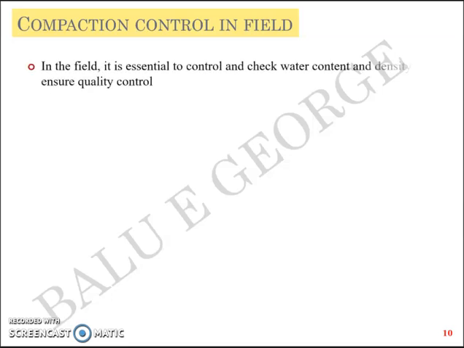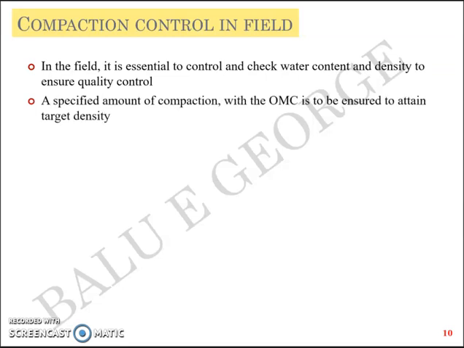So you have already conducted a lab test, you have found out that, let's say, 1.8 gram per cc is the maximum dry density, and you need to add 14% water to get that maximum dry density. Let's take that example. So that 14% and 1.8 gram per cc is what you've got from your laboratory. Now you're trying to implement that in the field. You should have a control system in which you can check the water content and the dry density to ensure the quality control, right? Which means a specified amount of compaction with the OMC is to be ensured to attain target density.